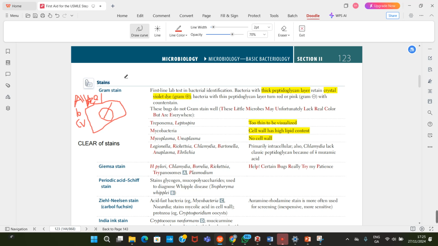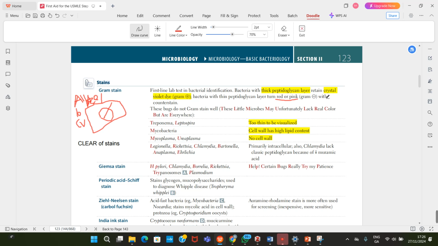Then after you have decolorized, you can now apply a counterstain, which is what? Safranin. Safranin is red or pink in color. The primary stain is crystal violet. So you add your crystal violet, you add a mordant to fix it, which is iodine. You decolorize with alcohol or acetone. Then you counterstain with safranin. Now, this is the basis for the Gram staining classification.